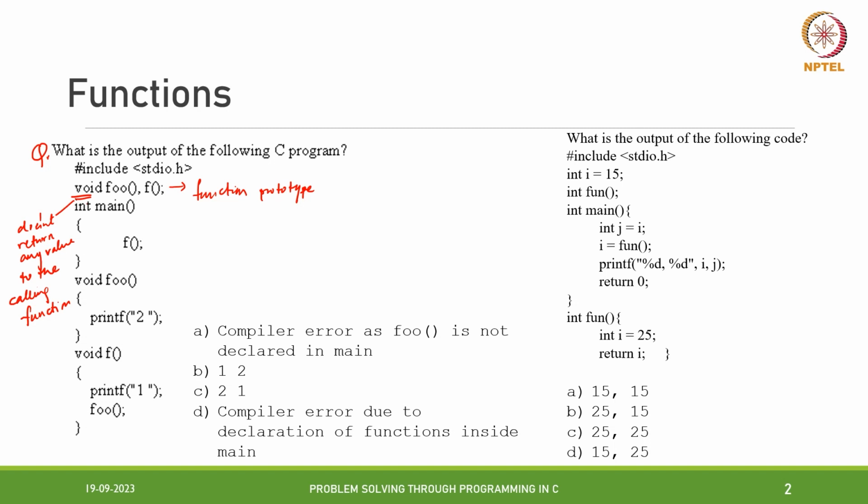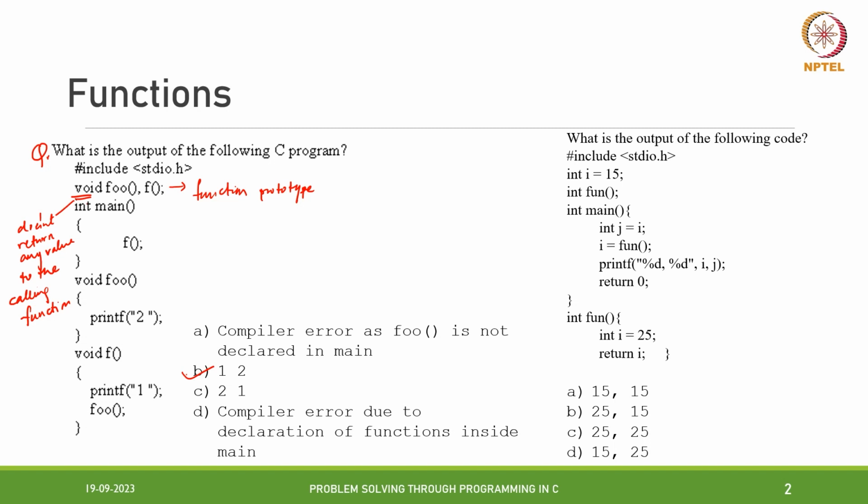Similarly, in the f function we have called the function foo, and this function is also of void type because it is not returning any values to the function f. Alright, so what should be the output of this C program? Option B. Option B or D? What did you say? 1 and 2. Okay, 1 and 2. Others agree to that. So the answer will be option B, which is 1 and 2.